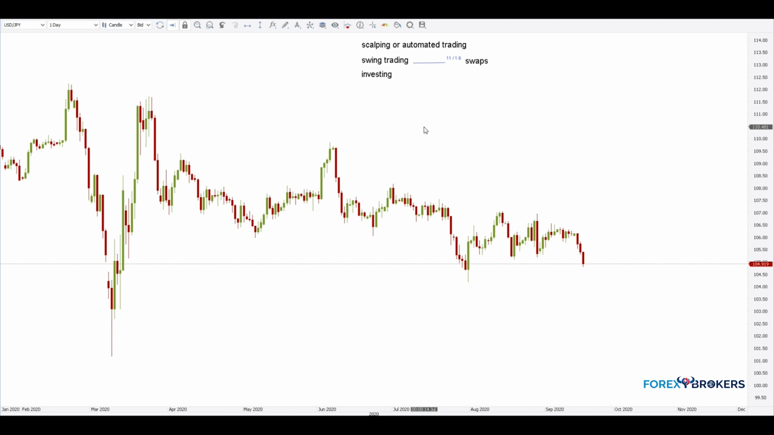So to sum up, we have here scalping, swing trading, and investing, with the difference between them being the different time frames, the time horizon for a trade, and various costs associated with each style.